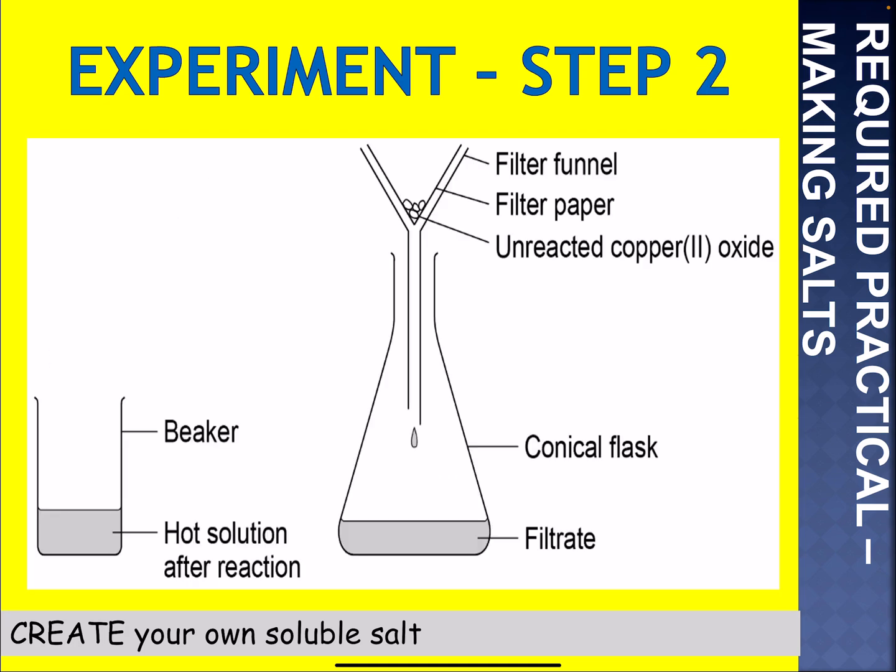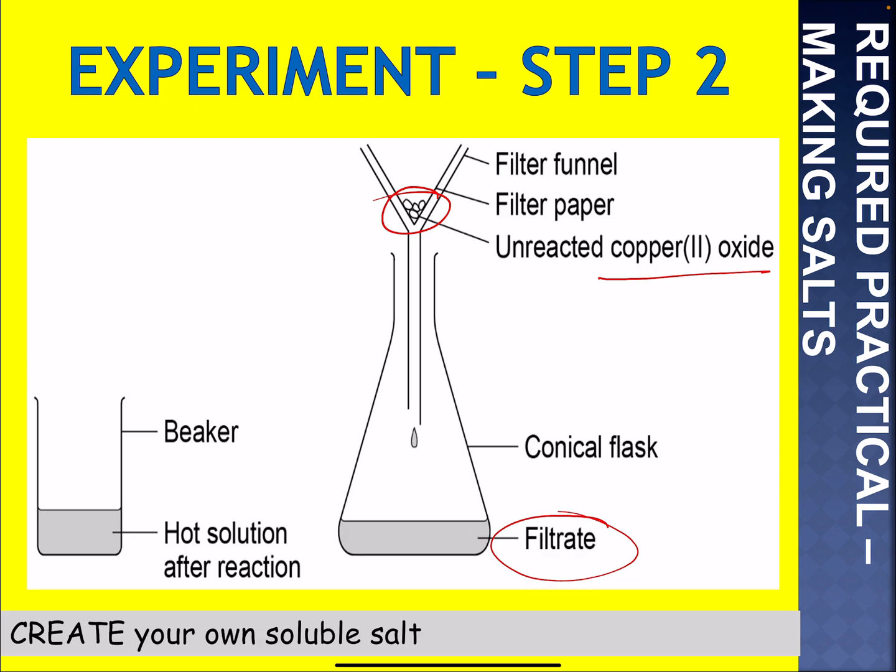Well, let's have a look. We then filter it. You filter the excess copper oxide, and you have the filtrate. Now the filtrate will be the soluble salt and the water. So the acid has been neutralised, the base has done its job, and we now have the filtrate. So how do we get the salt from the filtrate?